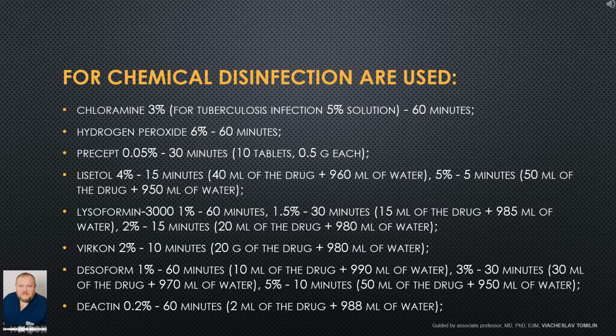Virkon 2%, 10 minutes, 20 grams of the drug plus 980 milliliters of water. Deciform 1%, 60 minutes, 10 milliliters of the drug plus 990 milliliters of water; 3%, 30 minutes, 30 milliliters of the drug plus 970 milliliters of water; 5%, 10 minutes, 50 milliliters of the drug plus 950 milliliters of water. Diactin 0.2%, 60 minutes, 2 milliliters of the drug plus 988 milliliters of water.